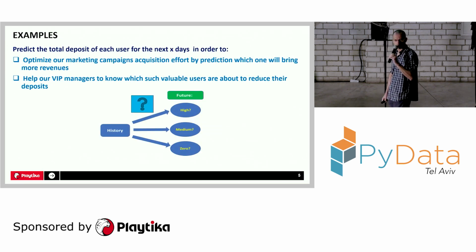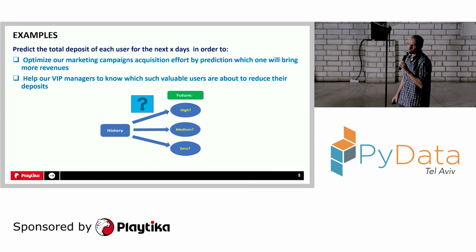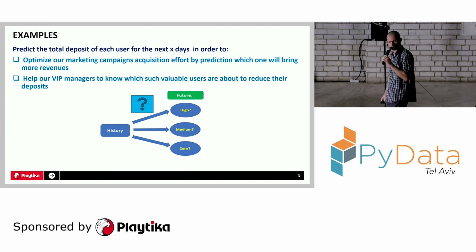Specific examples that we faced dealing with this problem. So let's assume that we want to predict the total deposits of a user. So we know that we are in PyData, we are a freemium game, so most of the players are not depositing players.